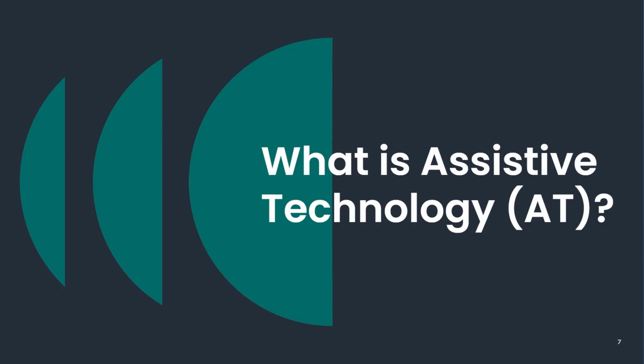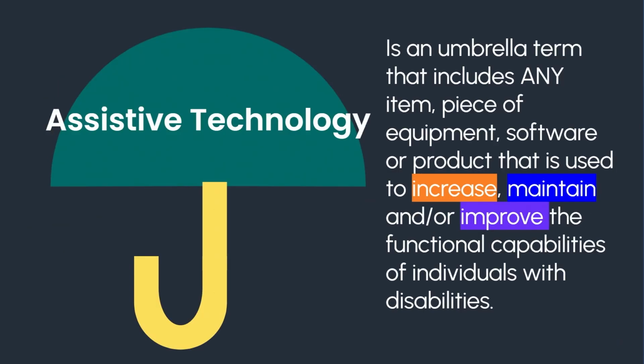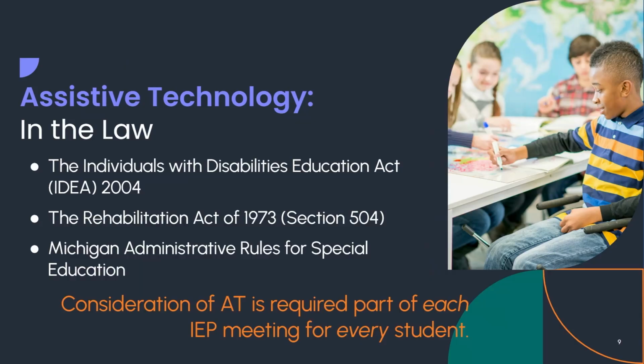So, what is assistive technology, or AT? Assistive technology is an umbrella term that includes any item, piece of equipment, software, or product that is used to increase, maintain, and/or improve the functional capabilities of individuals with disabilities. It's written in the law.